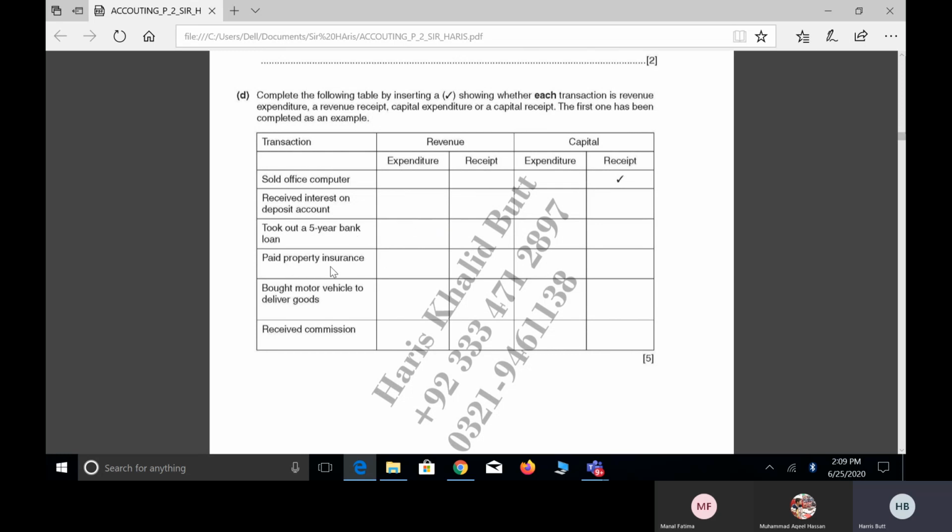Then paid property insurance, it's an expense, an income statement item. So it's a revenue expenditure. Bought motor vehicle to deliver goods, it's also an expenditure, but because a motor vehicle, a non-current asset, is purchased, it's a capital expenditure. Received commission is revenue income because you are receiving commission as income. In the normal running of the business you have received income, day to day income, so it will come under revenue receipt. So you have to do these questions at home.